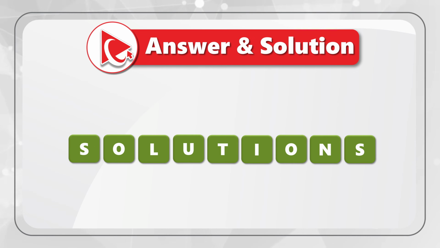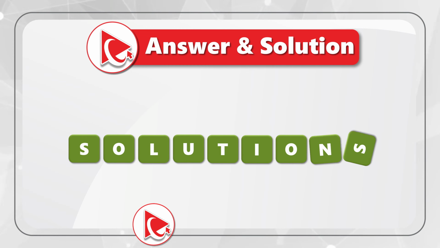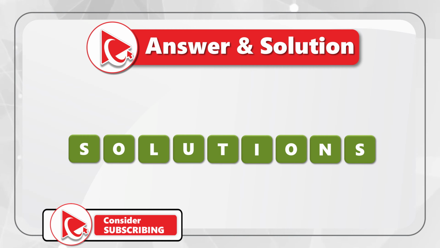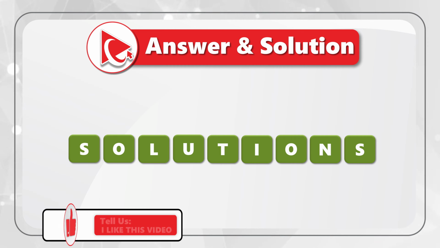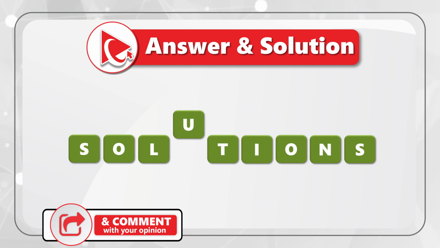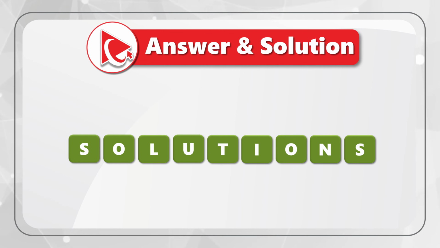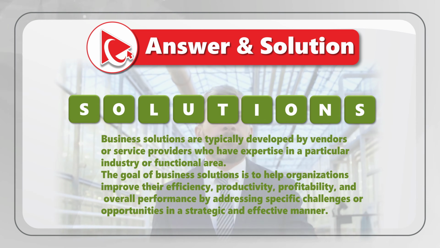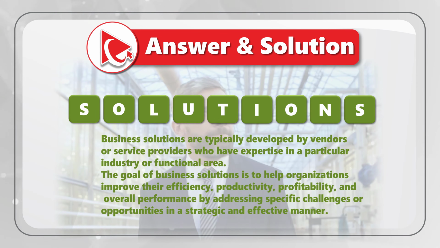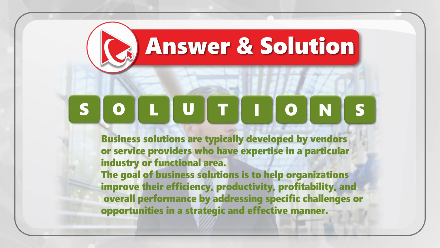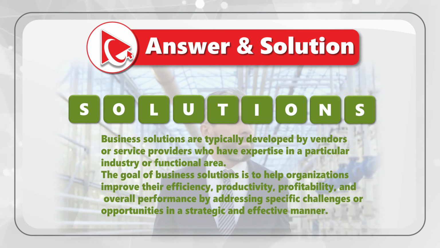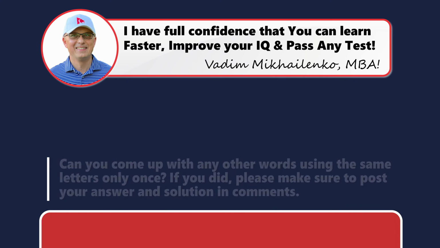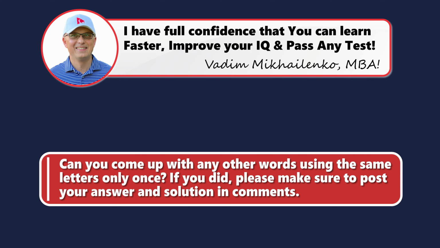The answer is solutions. Business solutions are typically developed by vendors or service providers who have expertise in a particular industry or functional area. The word is spelled as S-O-L-U-T-I-O-N-S. And the goal of business solutions is to help organizations improve their efficiency, productivity, profitability, and overall performance by addressing specific challenges or opportunities in a strategic and effective manner. Can you come up with any other words using the same letters only once? If you did, please make sure to post your answer and solution in comments.